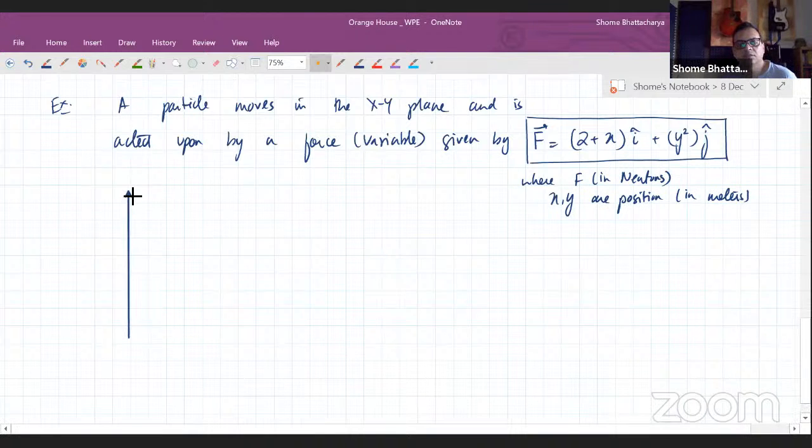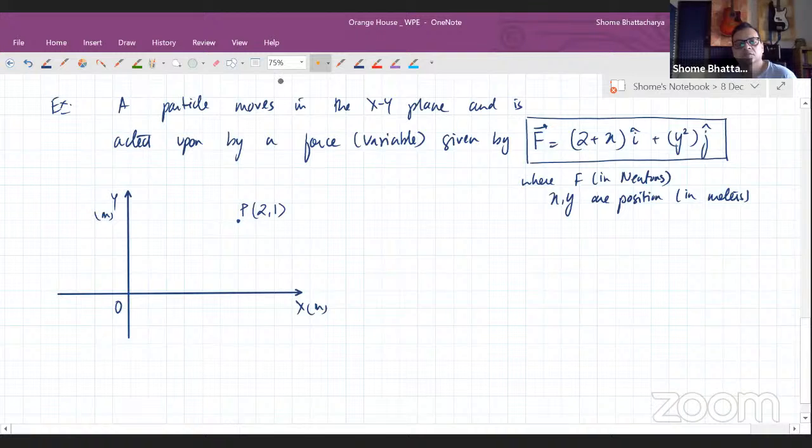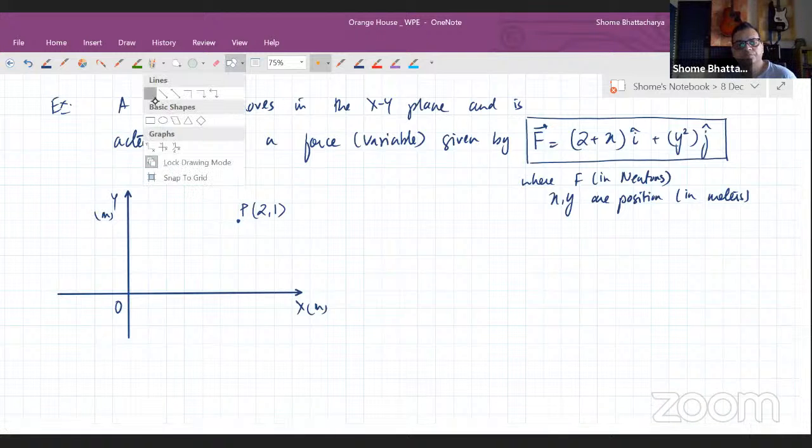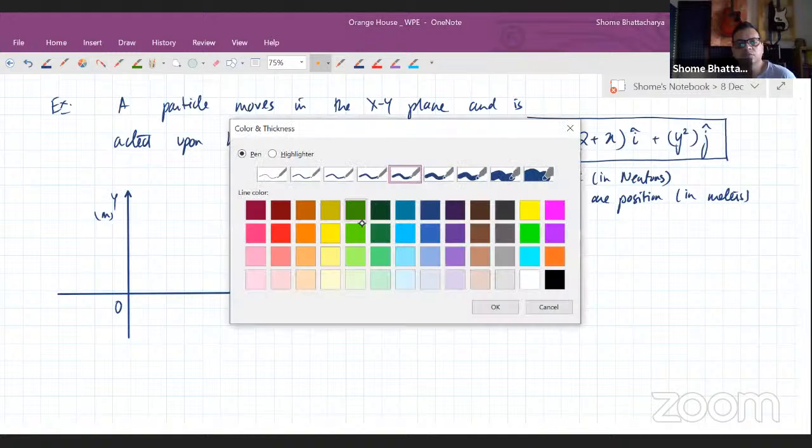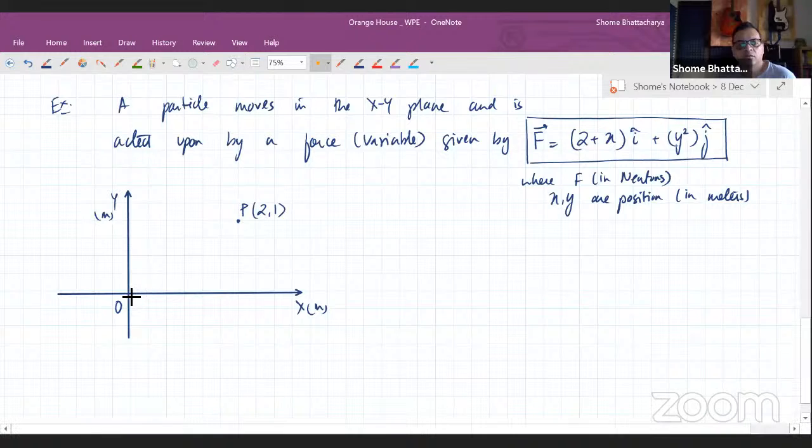Okay. So now suppose this is our XY plane and this is the point which has coordinates 2 comma 1. Coordinates are in meters. Now in one situation we are taking the body from the origin to the point P via this kind of path.